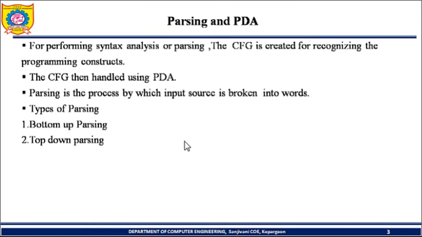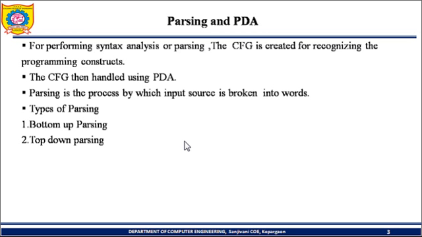So first of all, we will see parsing and PDA. For performing syntax analysis or parsing, the CFG is created. Whenever we want to perform syntax analysis or parsing, we will require a CFG. CFG is created for recognizing the programming construct. The CFG, that is context free grammar, can be handled using push down automata.